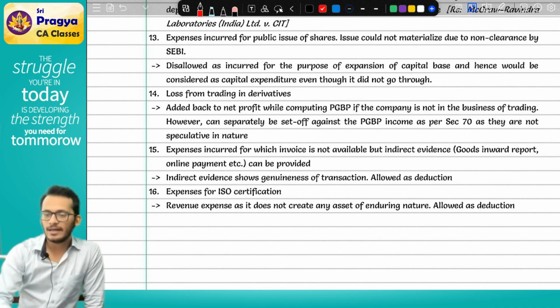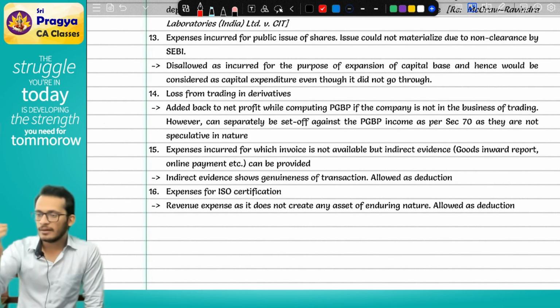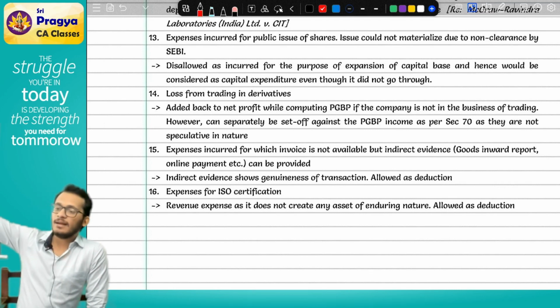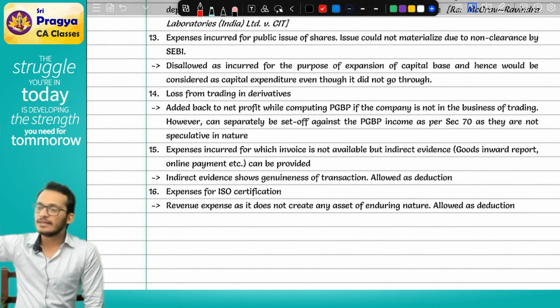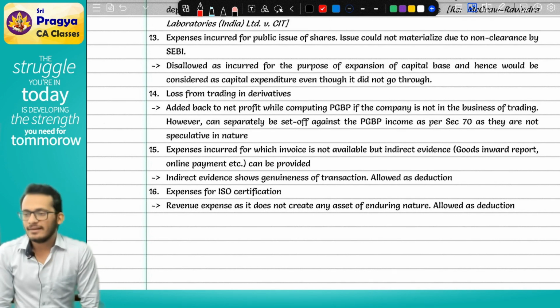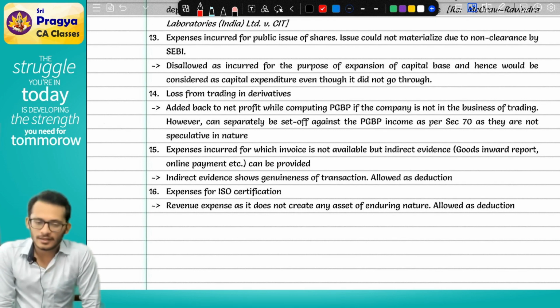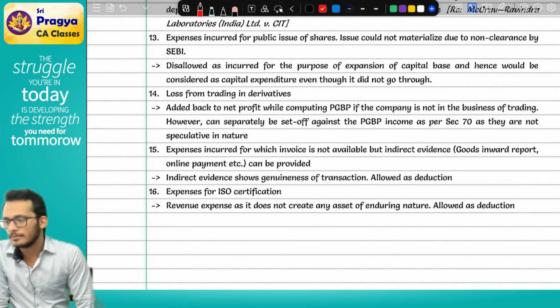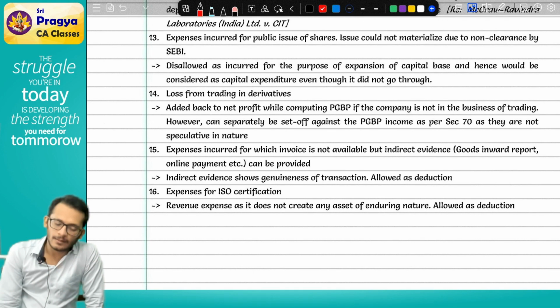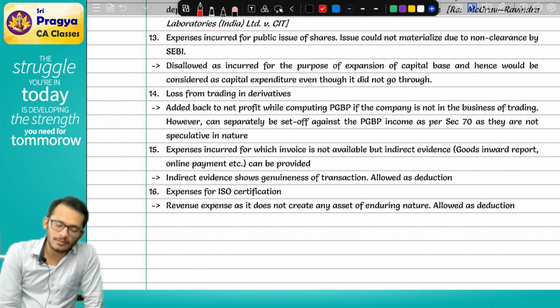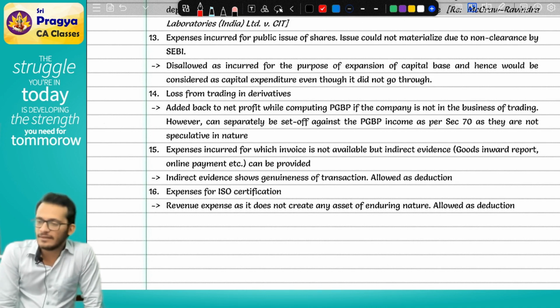Option number 1, you come and say, Rahul, loss from trading in derivatives allowed as a reduction. Option number 2, you come and say I will disallow because it is not furniture business, and then I will separately allow it as a reduction from another business because it is intra-head. At the end of the day, what happened? It was allowed as a reduction. Whichever way you look at it, the answer is the same only. So in this, what they came and said is added back to the net profits while computing PGBP if the company is not in the business of trading of derivatives. However, the same can be separately claimed as a reduction under section 70 of PGBP as they are not speculative in nature.